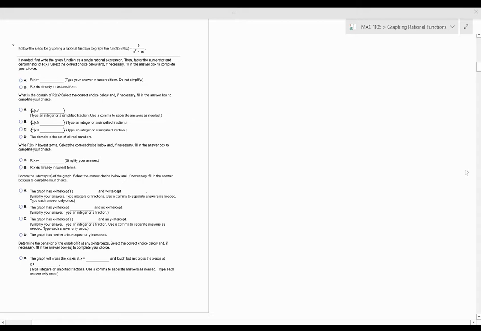Okay, so for the first part, we need to put our function in lowest terms. All right, so we have r of x equals 9 over x squared minus 16. So to put it in factored form, the numerator is completely factored, but the denominator, that's a difference of two squares. So that's x minus 4, x plus 4. Okay, so we would choose A for this portion, and we would write this answer.